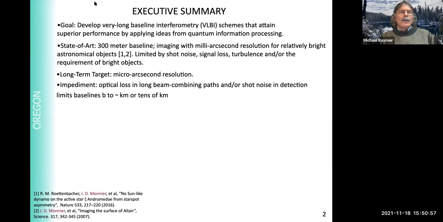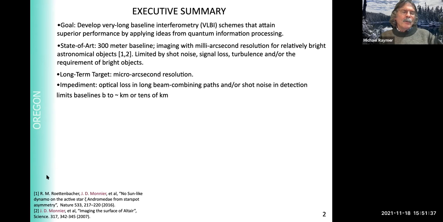Okay. Well, the goal here in a nutshell is to develop a very long baseline, or VLBI, scheme, which of course has been known for over 100 years, actually, close to 100 years. But we want to try to use quantum information processing to enhance the performance. The state of the art is roughly a 300-meter baseline, for example, the CHARA Array. And this can yield milli-arcsecond resolution for relatively bright astronomical objects.